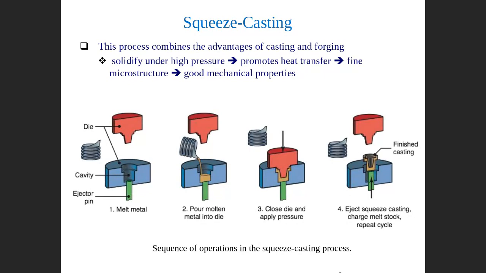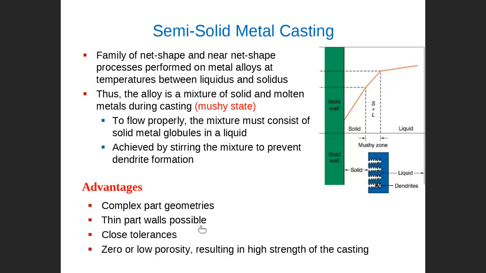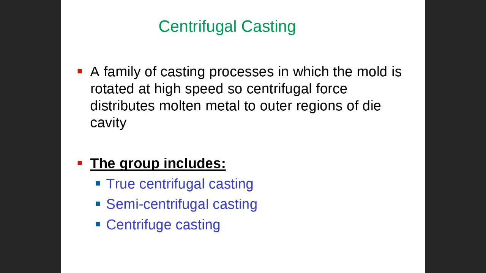This is a part, as you can see here, that is produced. This is the benefit: more complex part geometry can be obtained. Thin part walls are also possible. Close tolerance can be achieved. Zero or low porosity, resulting in high strength in the casting, can be produced. These are the advantages of the semi-solid casting process, or the squeeze casting process.